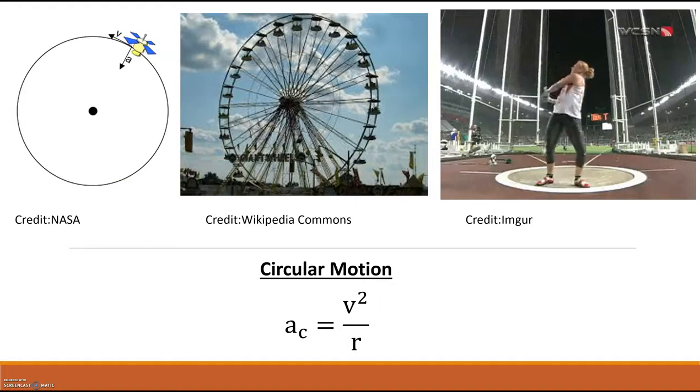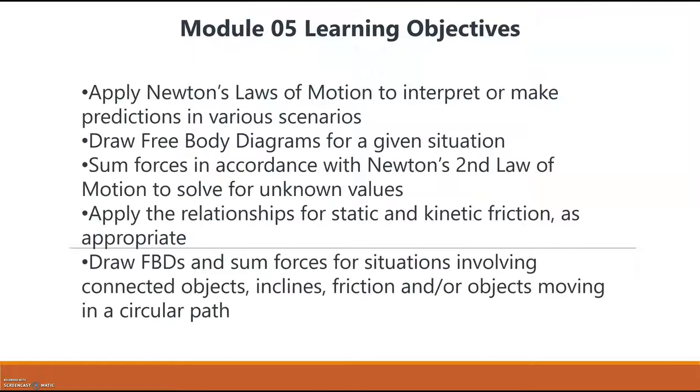Another, I don't have a picture of it here, but centrifuges in biology and chemistry get used a lot to prepare samples. They're spinning samples very fast in a circle. And what it's allowing you to do is exert a force on the sample to separate out the components that you want of your sample. So circular motion's all around us.